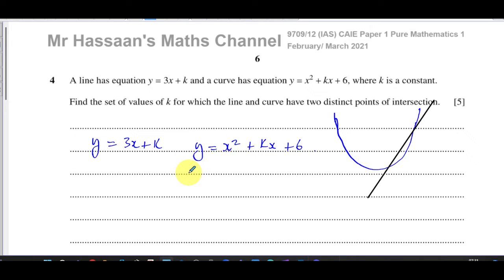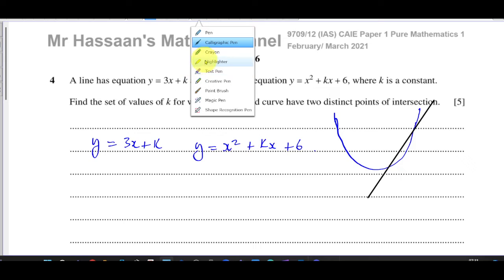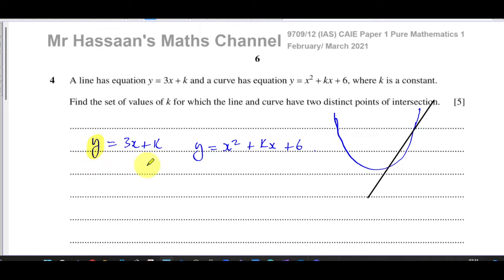But it doesn't always work like that. Sometimes you have an equation in x and y, like x squared plus y squared, like a circle equation. So you don't just equate them, it becomes a bit weird. Substituting one equation into the other is a better way of thinking about it. So what I'm going to do here is take this y and replace it by what y equals in the other equation. I'm going to substitute this instead of y. So I have x squared plus kx plus 6 is equal to 3x plus k.